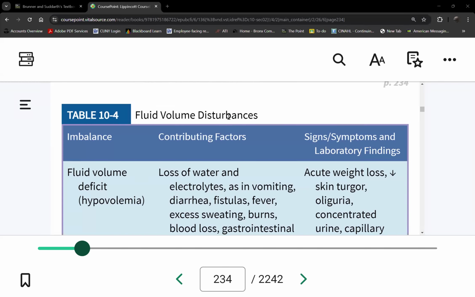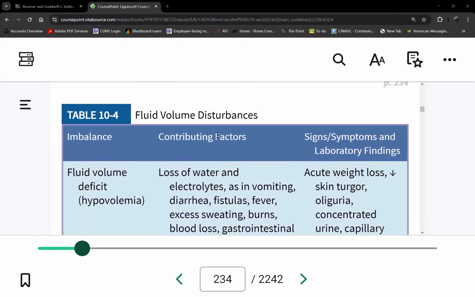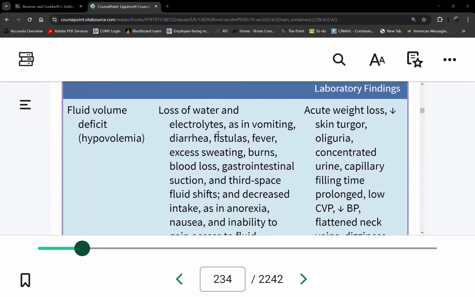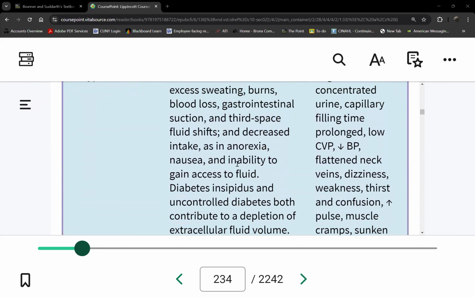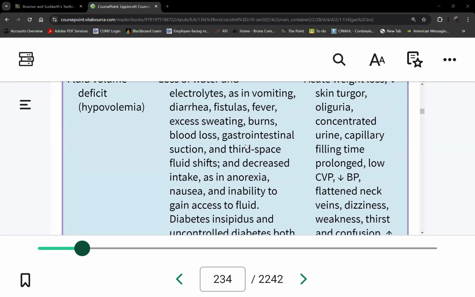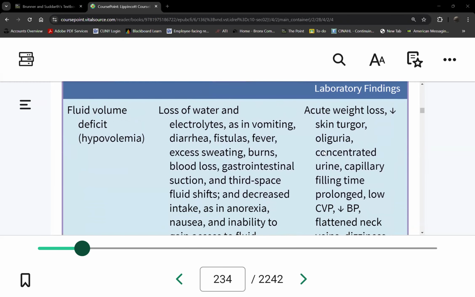There are only two problems in fluid volume. So you see, either you don't have enough or you have too much. Let's keep it simple. Here are the causes. We're looking at table 10-4. So for fluid volume deficit, here are the possible causes. So a quiz or test for exam 1 could be select all that apply, which are possible causes. Here are your answers. And manifestations, here again, weight loss is number 1.